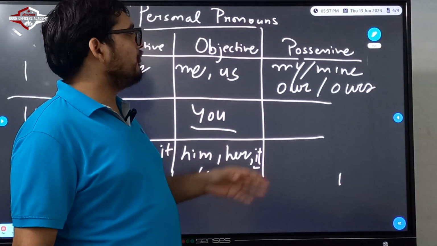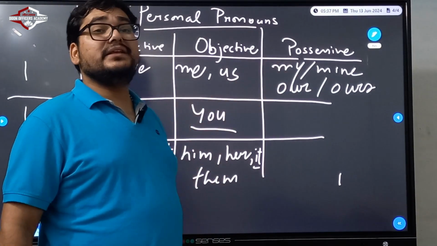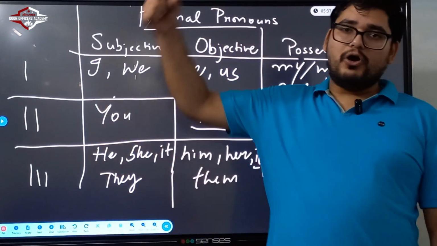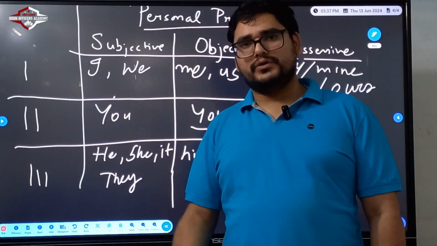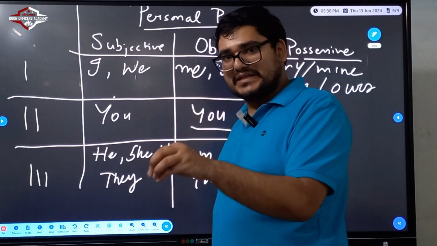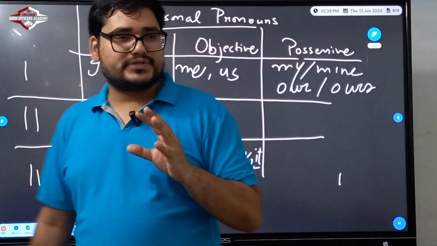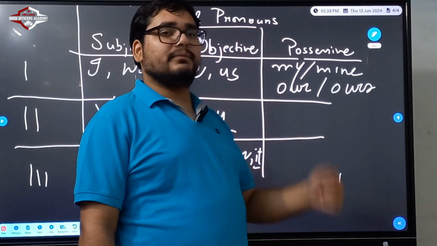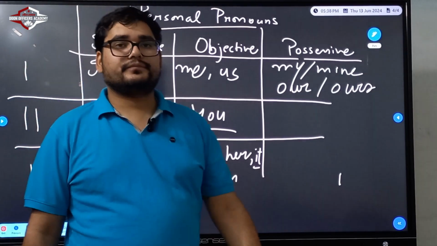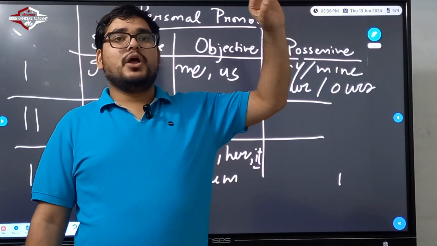Now, just to inform you, my and our are also your possessive adjectives. These also fall under your possessive adjectives, but we are going to talk about it later. Then what is exactly the difference between possessive adjectives and possessive pronouns? But first of all, let's be clear about possessive pronouns. Then you.